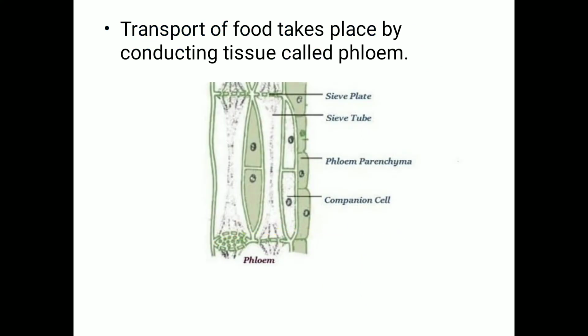So here, the transport of food takes place by a conducting tissue which is present in the plants, and that is called phloem. Phloem is again a complex tissue which is made up of four types of cells. Sieve tubes, you can see here sieve tubes. Adjacent to that are the companion cells. Then the phloem parenchyma, and the fourth one is phloem fibers. So here the sieve tubes along with the companion cells play a role in the transportation of food from leaves to every part of the plant.